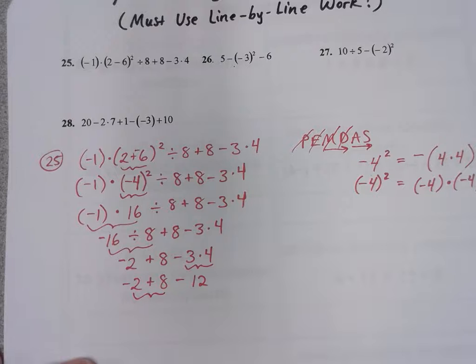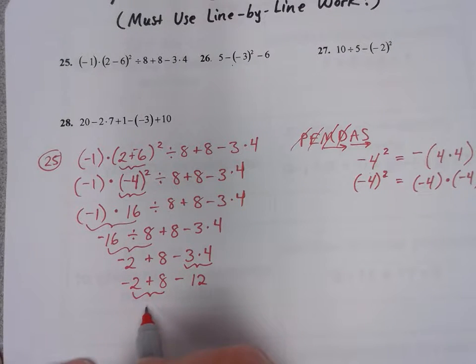Well, we'll add first. I have a -2 and a +8. Well, the rule I've remembered is different signs subtract. 8 take away 2 is 6. But we need to keep the sign of the farther number. Well, good. The positives are farther. This is a +6. And we'll bring down a take away 12 at the end.